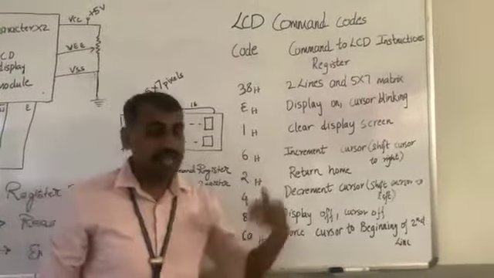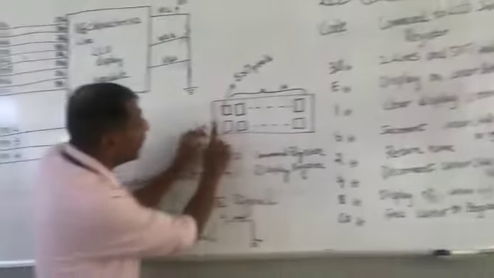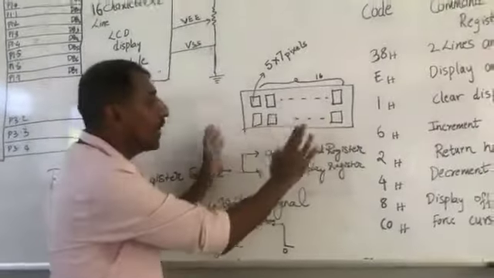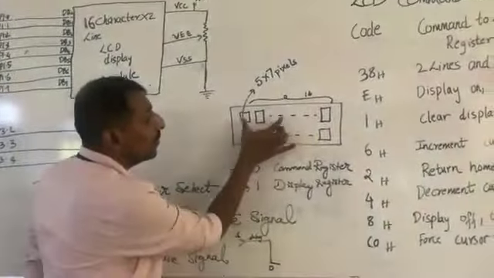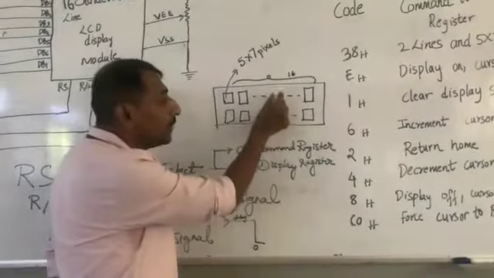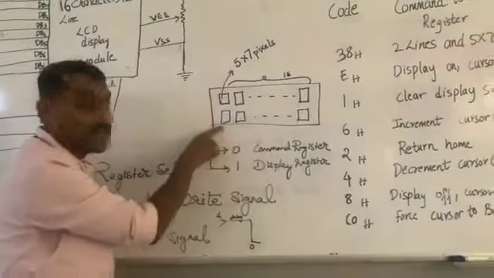Similarly, if you want to put off the display, then 08H needs to be given, display off, cursor off, and C0H is used to make the cursor start from the second line. For example, you have displayed only 4 characters, and then you don't want to display the next character on the 5th module, 5th unit. Instead, you would want to come to the next line.